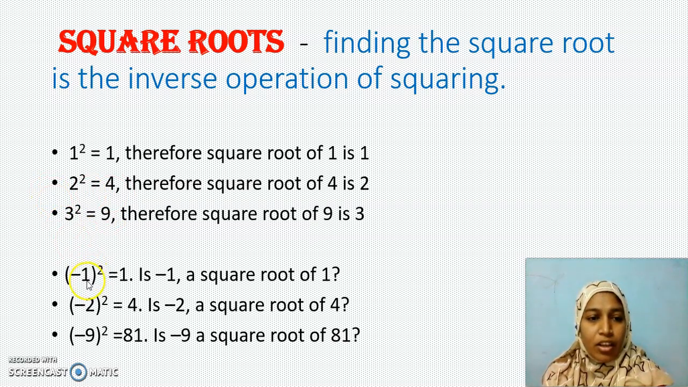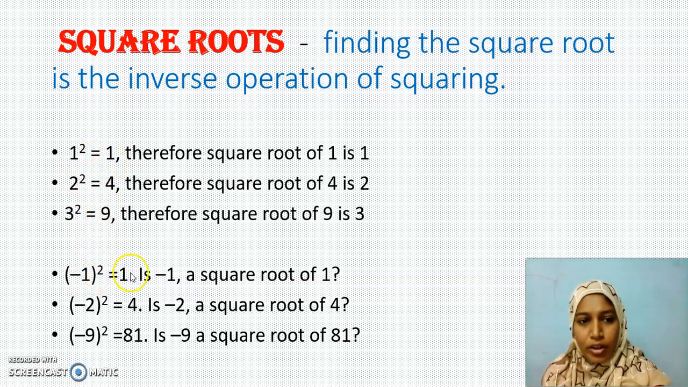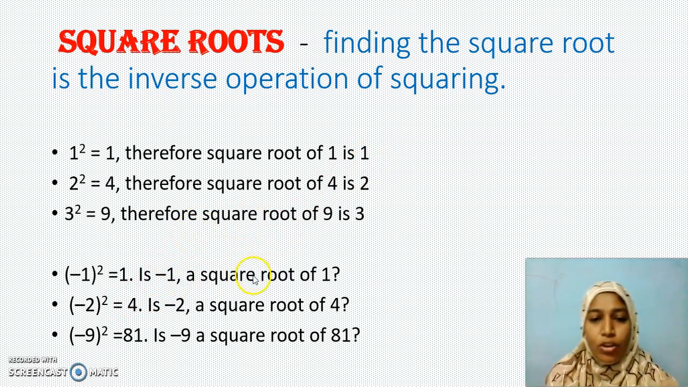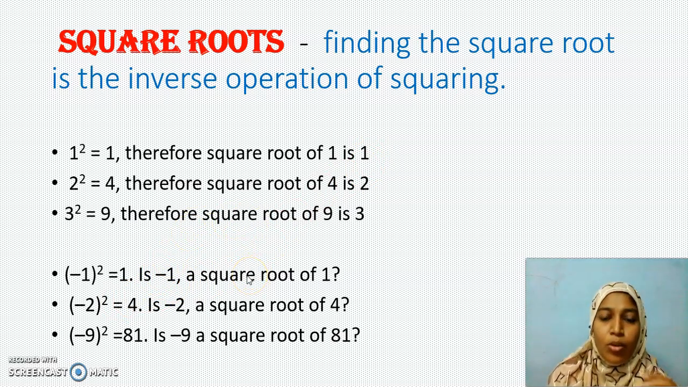Here, if I have another look at it, minus 1 squared is also 1. Here 1 squared is also 1. Minus 1 the whole square is also 1. So does it mean minus 1 is also a square root of 1? Square root of 1 has two answers: 1 as well as minus 1. Yes, my dear children, a square root has two values, a positive value and also a negative value.